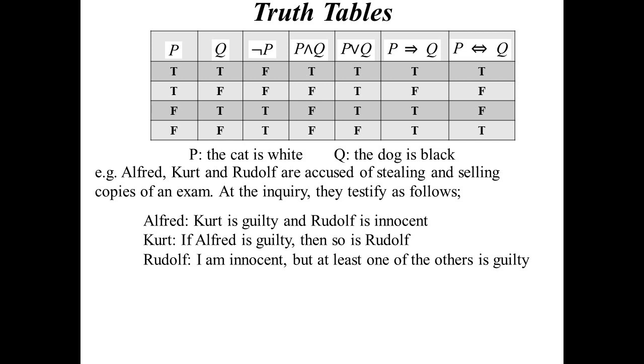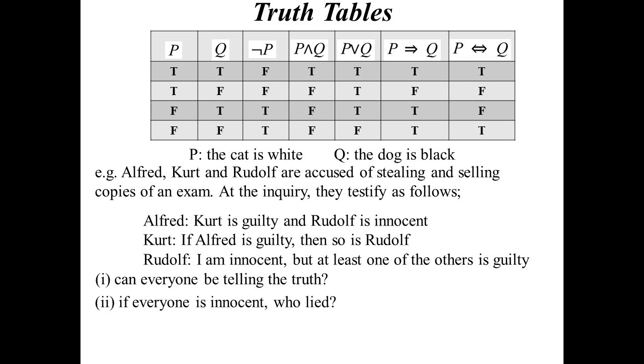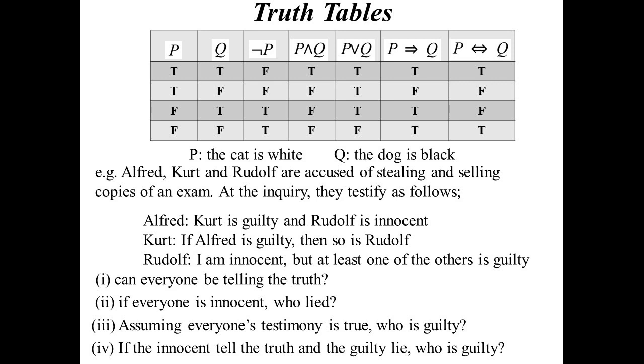So how do we break this down and solve it using logic? Okay, now here are the questions you have to answer. Is it possible for everyone to be telling the truth? If everyone is indeed innocent, which one of the three lied? Someone there must have lied. Now let's assume everyone's telling the truth. Who is the guilty person? Fourth question. All right, oh yes, this is a good one.